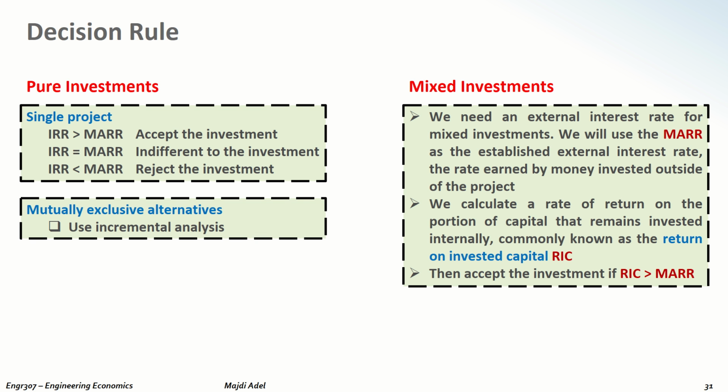So in this case, we need to calculate what we call the return on invested capital, RIC, or sometimes we call it the true rate of return. Okay? And we make the decision based on the RIC. If the RIC is greater than MARR, accept the project. If it is less, reject the project. If RIC equals MARR, there is no difference.